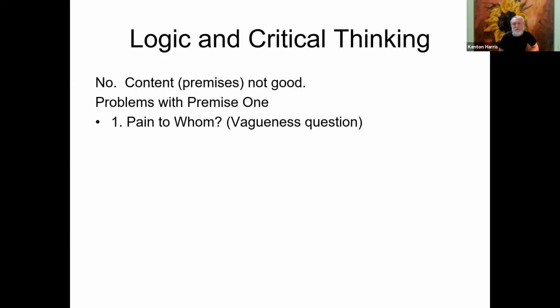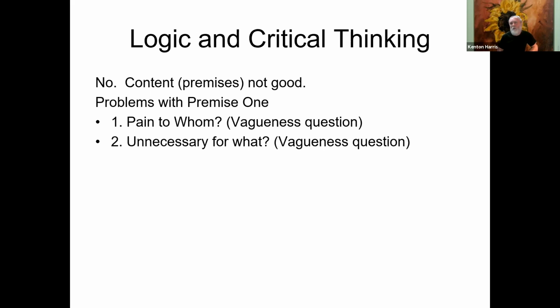So remember, premise 1 is saying killing animals for food causes unnecessary pain and suffering. Well, first of all, they leave unspecified pain to whom? Doesn't bother me. I don't have a problem with it. So who or what is caused this pain or suffering? There's a vagueness question. Before I can say yes, it does, I have to know to whom, to what.